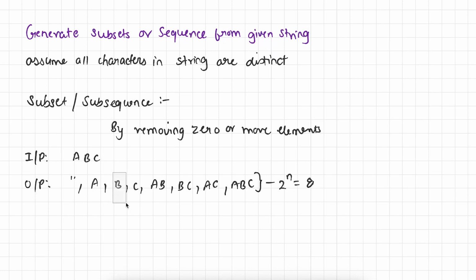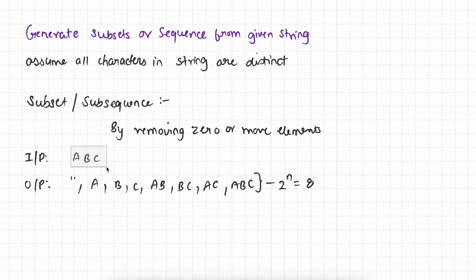Then we get B after removing A and C. Then we get C after removing A and B. Here we have removed C. Here we have removed A. Here we have removed B. And here we have removed nothing. If you count all the subsequences, there are 2 to the power n subsequences or subsets possible for a string, so for a string with 3 characters the total number is 2 to the power 3, which is equal to 8. So guys, I hope now you understood this problem really well.